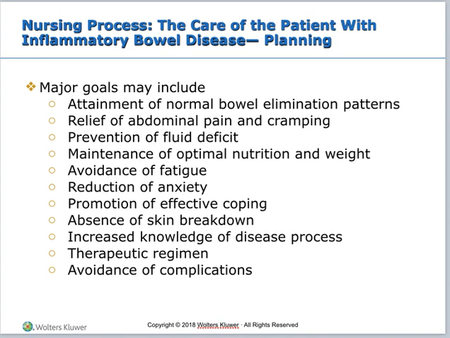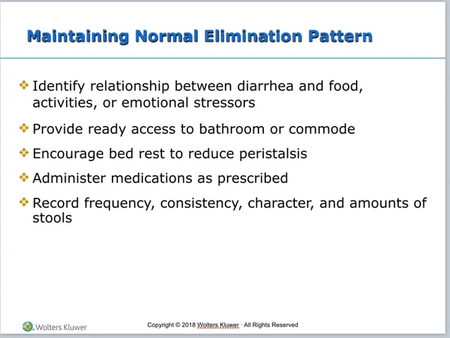These are chronic conditions, so patient education and increasing their knowledge of the disease process is very important to make sure that they are adhering to their therapeutic regimen. And then I would say avoidance of complications is huge as well. So we want patients to have a normal elimination pattern. So sometimes we've got to work with them and talk with them and identify their relationships between foods, activities, emotional stressors, and how it affects their elimination pattern.